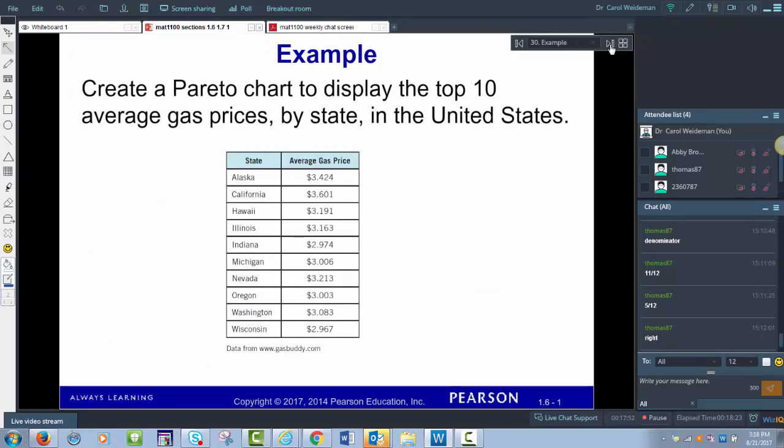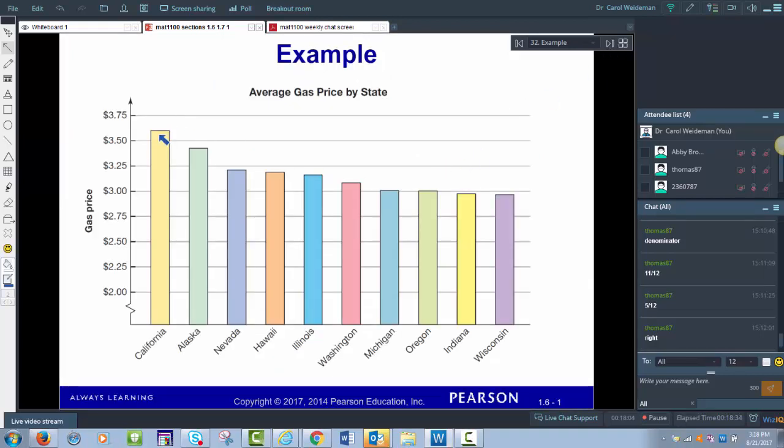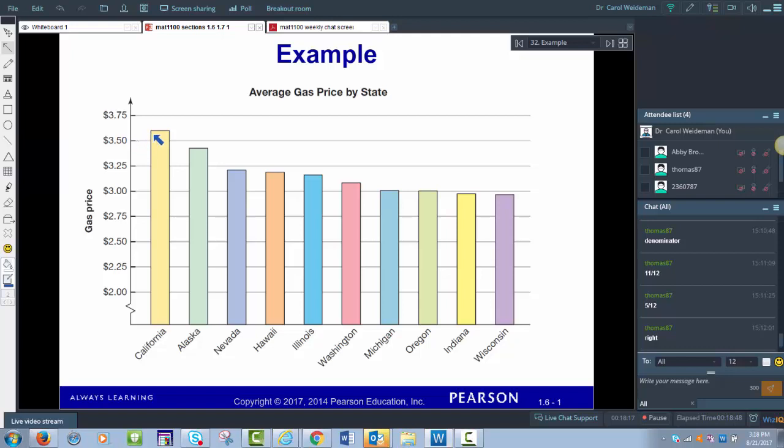So for instance, here's a list of the top 10 gas prices by state in the United States. Obviously, this is quite a long time ago. And we want to put those into a bar chart as a Pareto. So who is the most expensive? Notice, let's go back for a second. When we're looking at the data, it may not jump out at us that California, this is alphabetical, is the highest price. And after that, it's kind of hard for me to see who's next. But if I put them in a Pareto chart, I can see very nicely California is most expensive, then Alaska, Nevada, etc., all the way down to Wisconsin. So a nice display of the data.